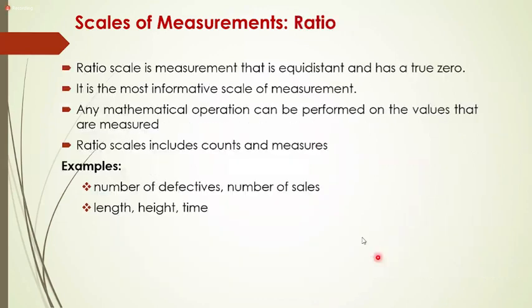Then for the ratio scale, everything is meaningful, right? Number of defectives, number of sales, length, height, time, marks, all these measurements are ratio level scales. A ratio scale measurement is equidistant and has a true 0, and it is the most informative scale of measurement. Any mathematical operation you can perform. You can calculate the mean, the median, the variance, any statistical measures, right?